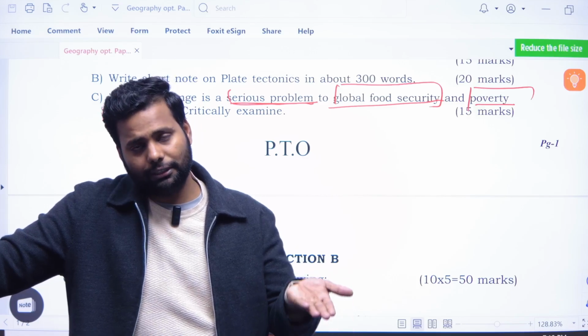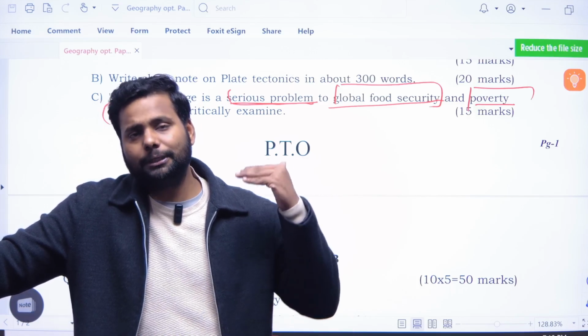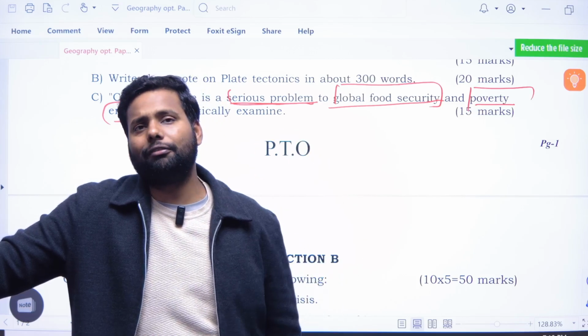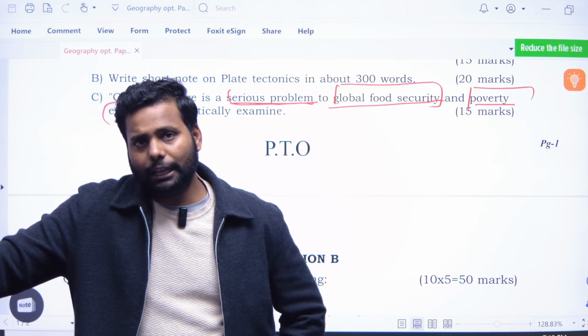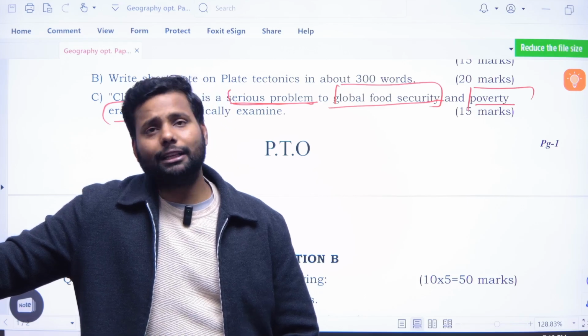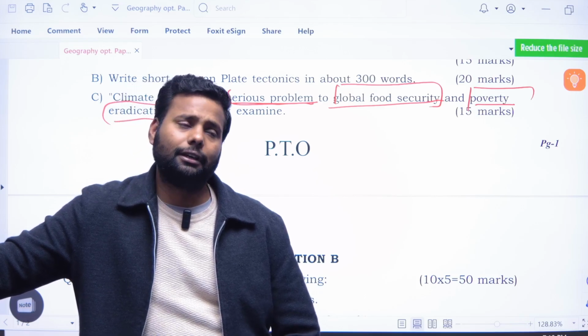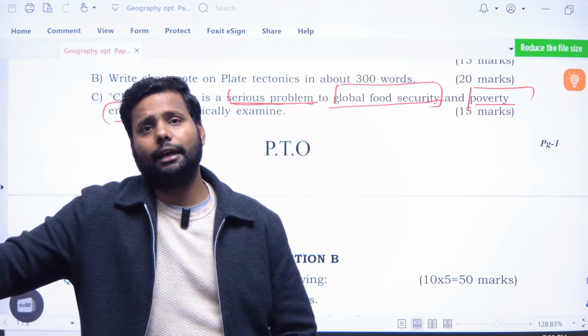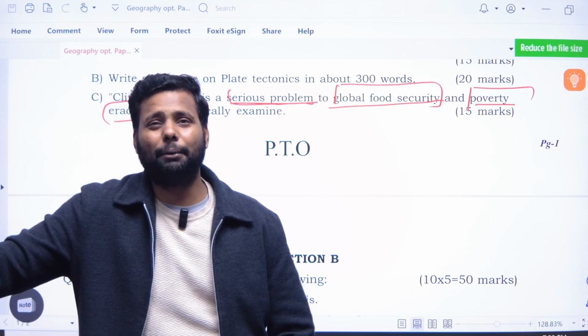The constant increase of temperature has been happening at a very rapid rate, so it will change all the climatic zones, it will hamper agricultural productivity, it will hamper the ecological cycle and the ecosystem cycle, it will hamper the environment.